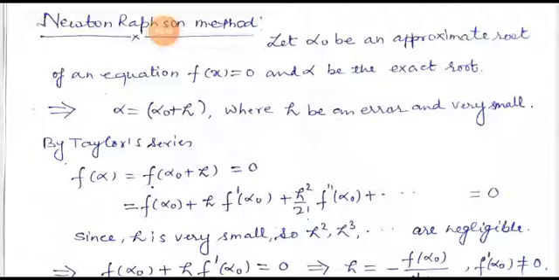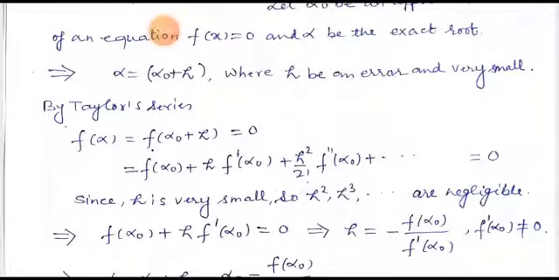Let alpha 0 be an approximate root of an equation f(x) = 0 and alpha be the exact root. Then alpha can be expressed as alpha 0 plus h, because h is a very small number near about 0. After adding alpha 0 plus h we get the exact root, that is alpha, where h is an error and very small.